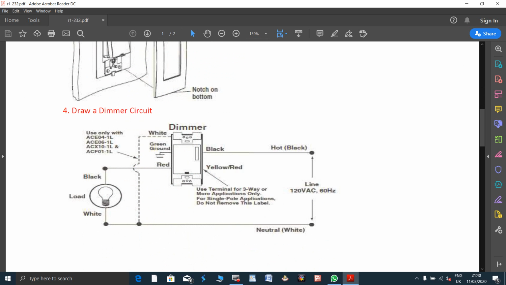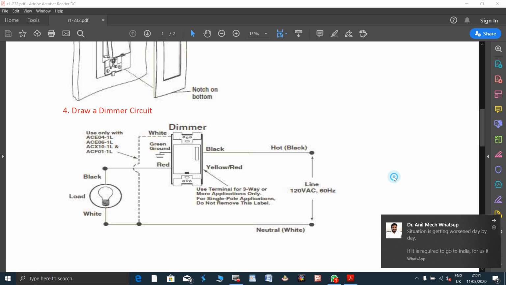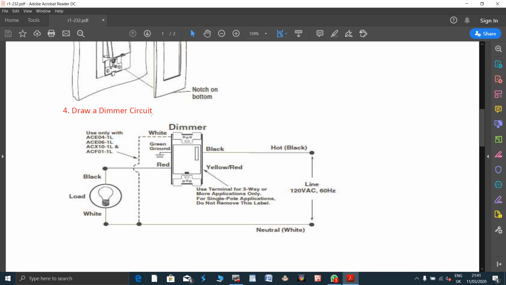Next, dimmer circuit. Dimmer circuit basically is an electrical lighting system which is used to illuminate such that the brightness can be controlled. Dimming is basically a process of changing the illumination brightness. You can increase or decrease the brightness. So this is a basic circuit. Here you have the different wires, black and white, and here you have a load, and you can connect this to the actual device which is called a dimmer.